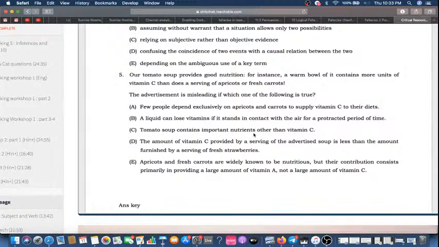And again, that's why I started off with a toothpaste ad to get that process started. Our tomato soup provides good nutrition. I hope you read the question and give me an answer.